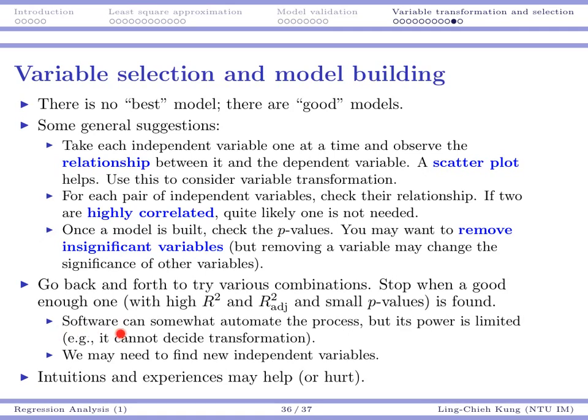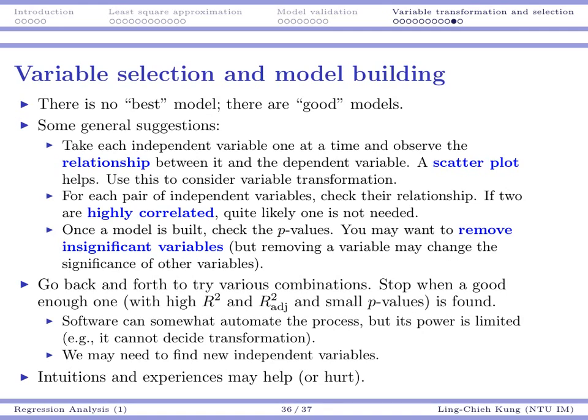Many software, they try to facilitate this process, but what I can tell you is that the power is limited. The software just cannot do a lot of things. For example, it cannot help you to decide transformation. All it can do is if you give it 10 or 20 variables, it does some kind of heuristic search to reach one subset of variables and report that to you. But it cannot even guarantee whether it is optimal among all possible combinations. Okay? Plus, it cannot decide transformation or some more things.